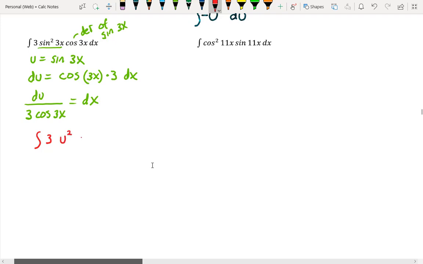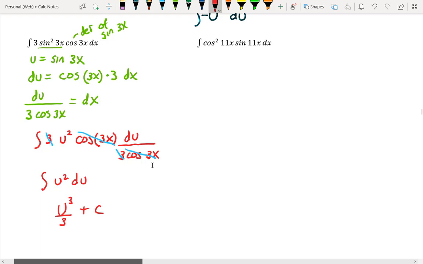My cosine of 3x is still in there, cosine of 3x. All right, and I'm going to replace dx with du over 3 cosine 3x. This time we've got a lot of stuff to cancel. So the cosine 3x's cancel here, the 3's here and here cancel. So all I have left is the integral of u squared times du. The integral of u squared is u cubed over 3 plus c.